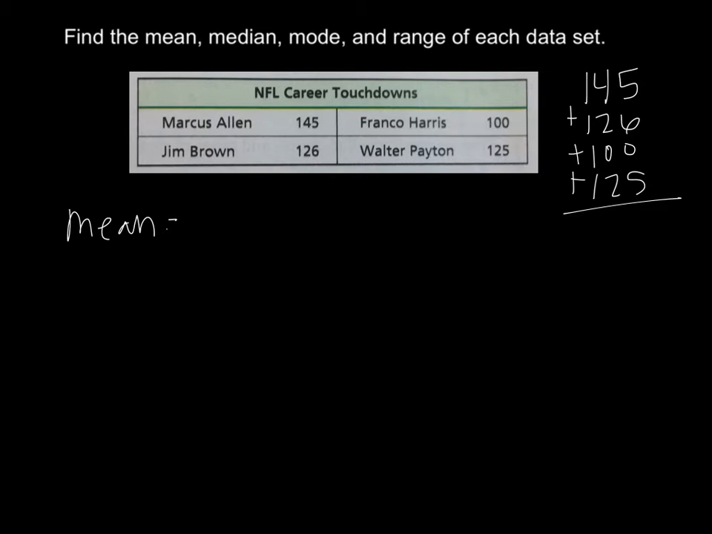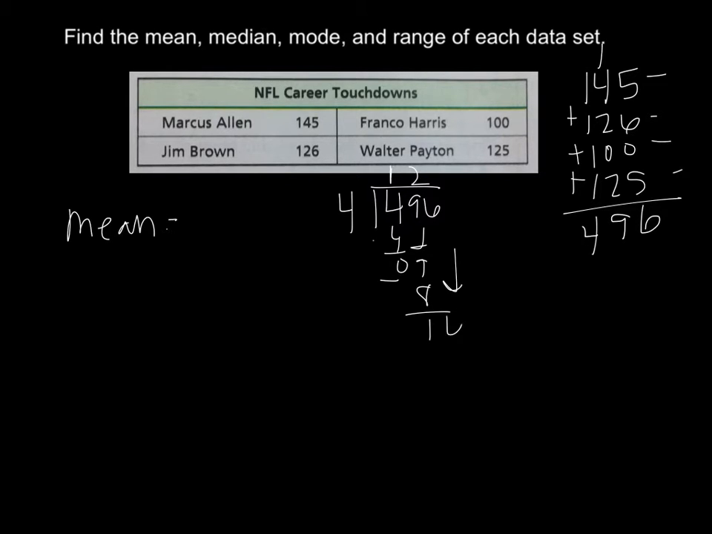Okay, 5 plus 5 is 10, plus 6 would be 16. 1 plus 4 is 5. 5 plus 4 is 9. And 496. So to find the mean, I need to do 496 divided by, how many numbers did I add up? 1, 2, 3, 4. So once, bring down my 9. I have 2 4s can go into 9, minus 8. I have 1 left over. 4 4s go into 16, so my mean is 124 touchdowns.